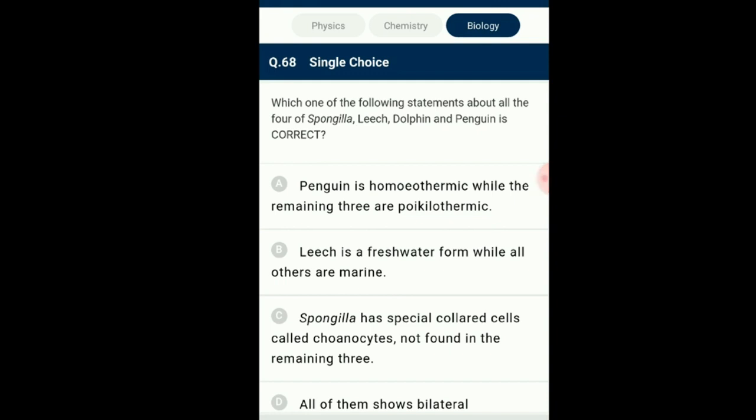Spongilla is a freshwater sponge found in lakes and slow streams. They remain attached to rock and log surfaces and filter water using their special cells called choanocytes. It obtains its nutrients through this process. The symmetry of leech, penguin and dolphin is bilateral, and spongilla is asymmetrical. So the answer for this question is option C. Spongilla has special cells called choanocytes not found in the remaining 3 organisms.